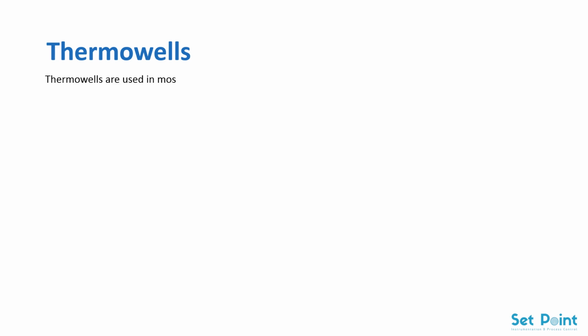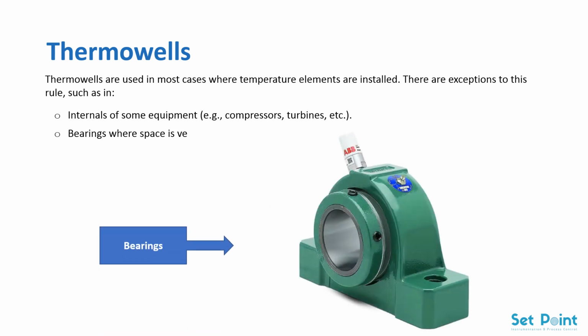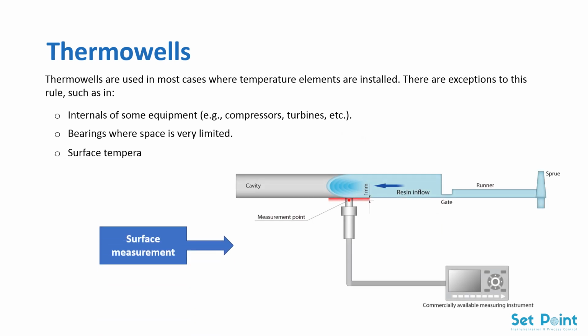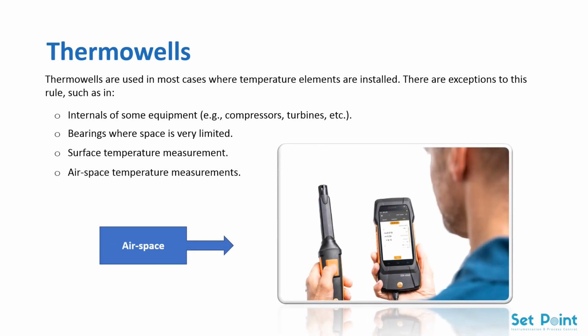Thermowells are used in most cases where temperature elements are installed. There are exceptions to this rule, such as in internals of some equipment, such as compressors, turbines, etc. Bearings where space is very limited. Surface temperature measurement. Airspace temperature measurements. In addition to fast response applications, if thermowells create too much of a delay.